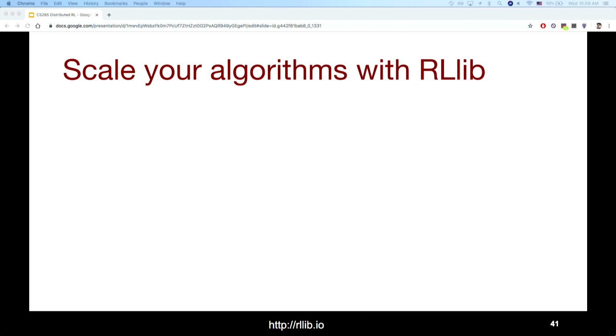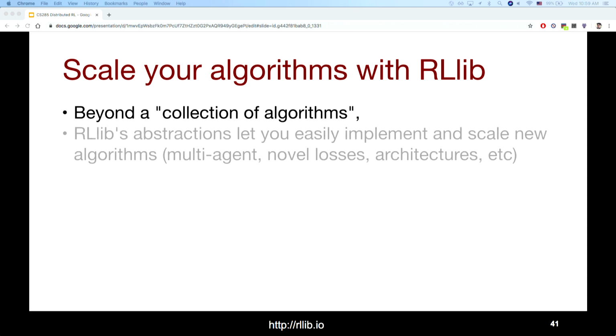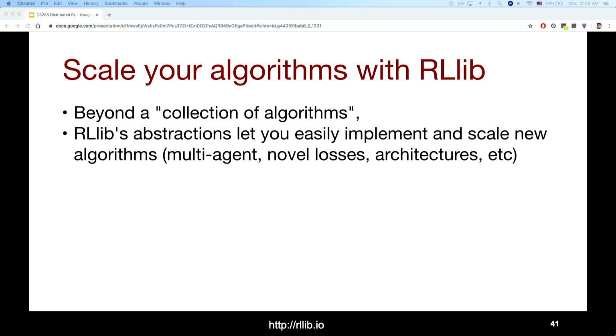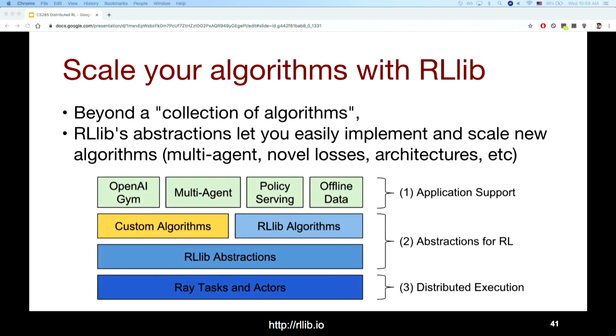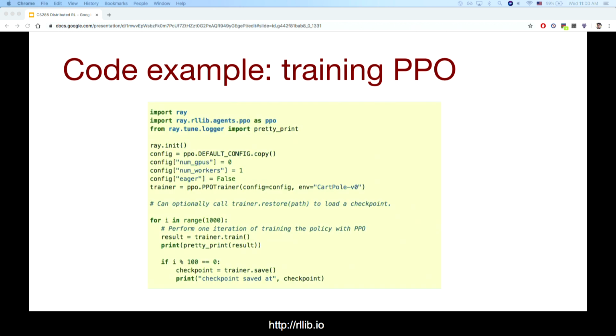So to sum up, RLib is more than just a collection of algorithms. RLib abstractions allow you to easily implement and scale your own novel algorithms, and RLib offers APIs for interfacing with different types of data or different types of environments that you might want to target, including multi-agent routines or even external data.